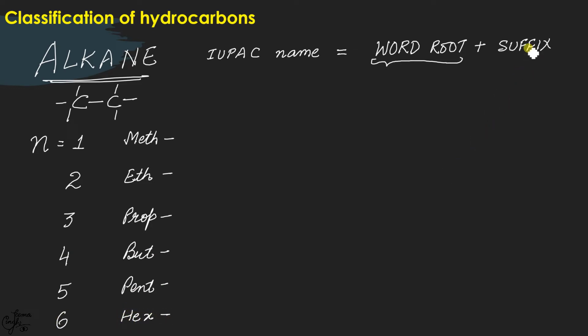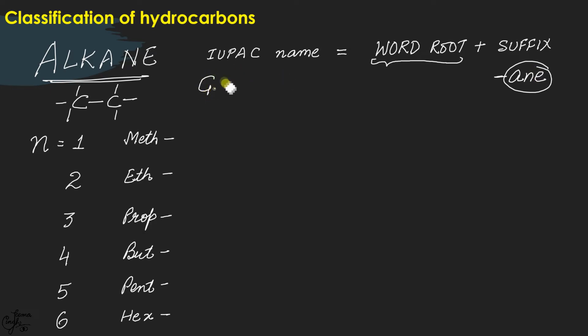Now, the suffix for alkanes is ane, A-N-E. So if you have carbon atoms 1, 2, 3, 4, 5, 6, you have the word roots meth, eth, prop, but, pent, hex. And the suffix remains common, that is A-N-E. I'm putting a dash here because something has to be added before this. So it is ane. Now we know the word root, we know the suffix. We need to know the general formula. So how to write that?